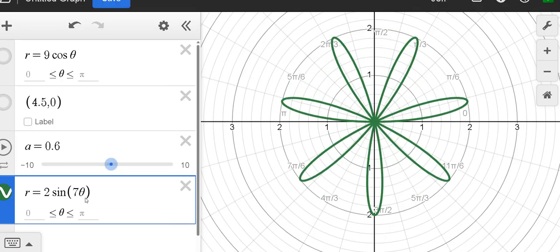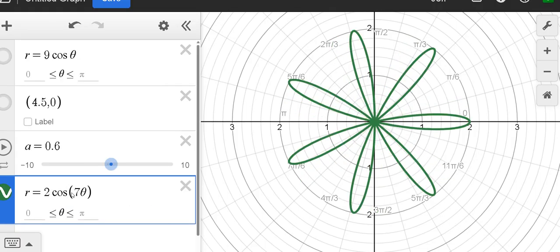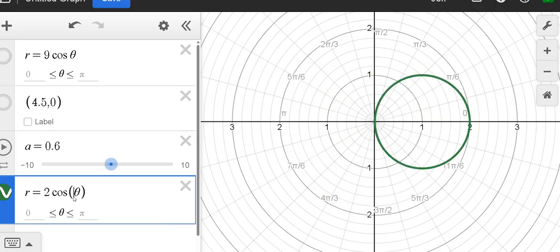7. And it's going to be the same way for cosine. If I put in a cosine here, cosine of 7 theta, I don't need that extra s there. There we go. So what's the general pattern here in terms of predicting how many leaves? If I put a 3 here, how many leaves will I have? 3. If I put a 4, how many leaves will I have? 8. And then 5, etc.